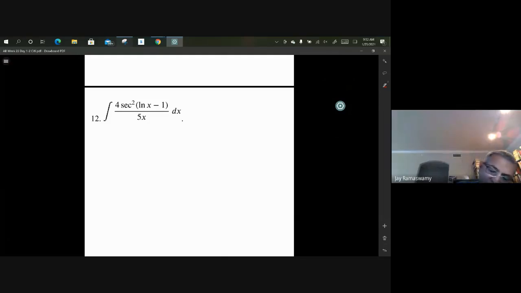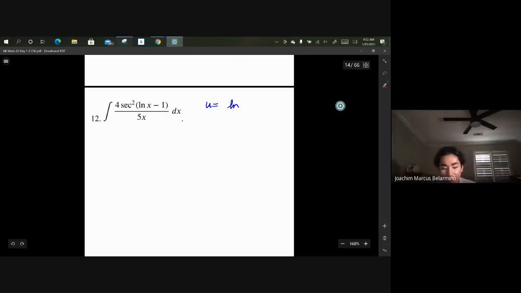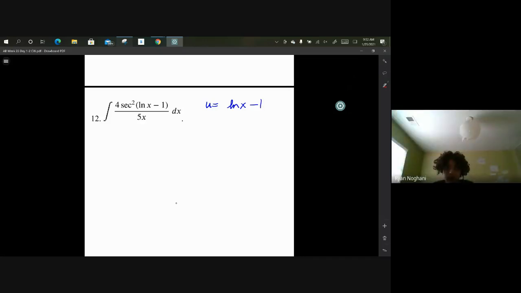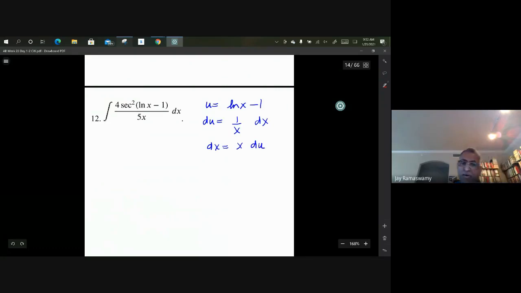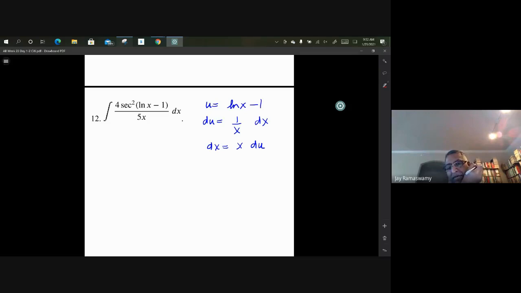Okay. What should I choose u to be? ln x minus 1. Very good. I'm going to walk you through it. Look down. Next step. du equals 1 over x times dx. Very good. Therefore, dx equals x times du. Is everybody okay so far? Good. The more steps you do independently, the better off you'll be.